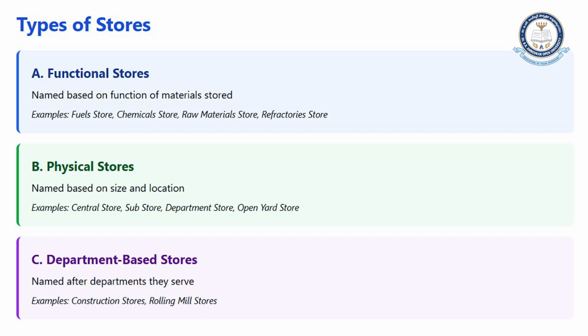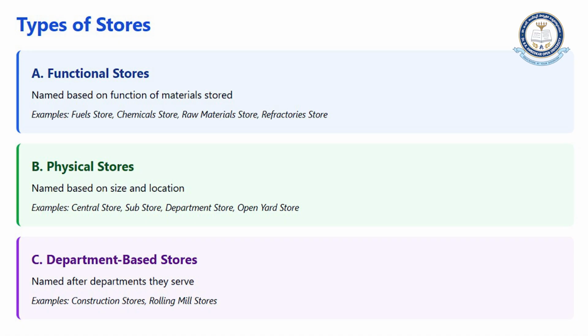Next is types of stores. When you look at these types of stores, the first is functional stores. The name is based on the function of the material stored. So functional stores means the name is based on the function of the materials. For example, you can look at your fuel stores, chemical stores, raw material store, refractory stores. It means the name given to that store is based on the function of that material. That is functional stores. Because fuel is fuel store, chemicals means chemical store.